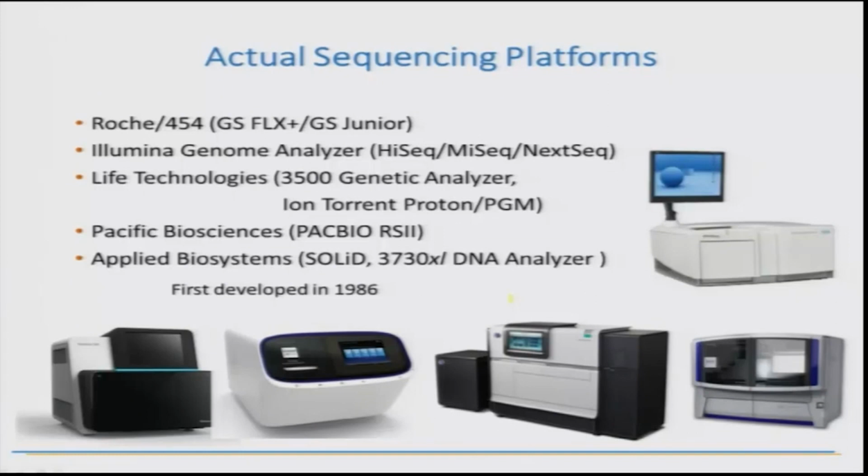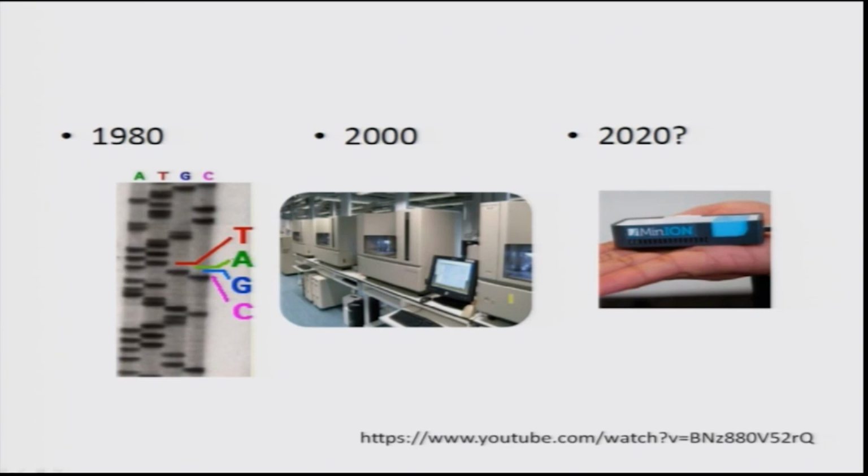You can see they have become very small. Tabletop models have come in. There are different companies that are marketing these products, and they have the chemistry as well as the kits for preparing the DNA and ligating into the adapter and so on. So these are some of the popular models that you have. This is just to show you how things have changed.